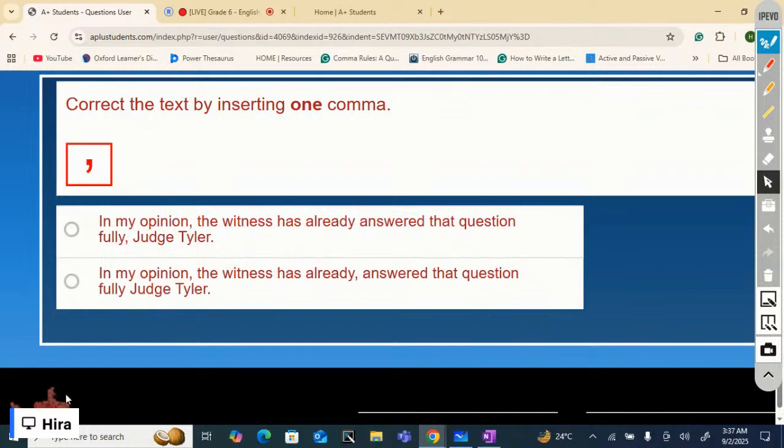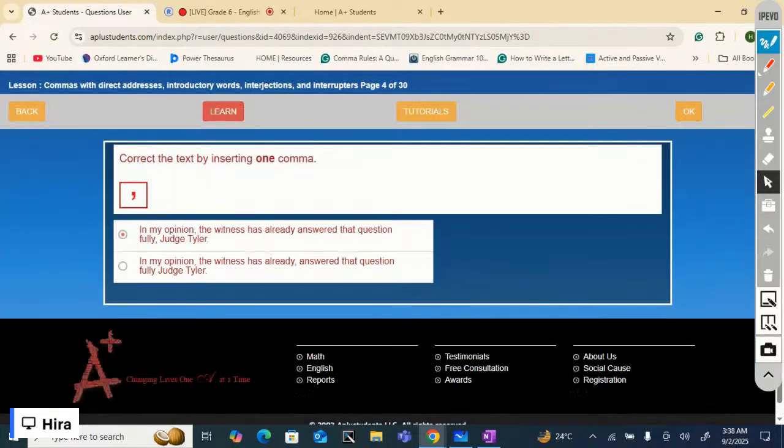Very well. Again, it's option one. Why? In my opinion is the introductory word. So the comma is used after it. And this one here is the direct address. We separate the name of the person being spoken to using a comma. So yes, the first option is correct. Very well.